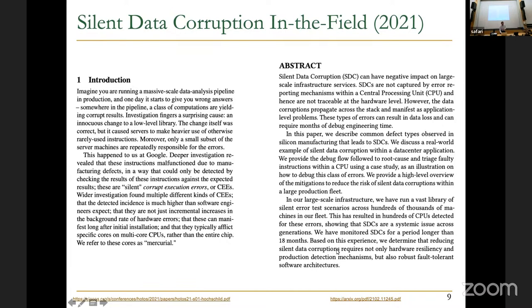Based on that experience, we determined that reducing silent data corruptions requires not only hardware resiliency and production detection mechanisms, but also robust fault tolerant software architectures. So this has implications across the stack, as you can see, right? Can you actually fix all of these issues in hardware? I think it's going to be very difficult to do going into the future because these issues are going to become a lot worse as the transistor sizes reduce. They become more vulnerable to this sort of issues. And as the chip complexity increases, it becomes much more difficult to test the chip for all possible cases, under all possible conditions that these chips are going to be operated in.